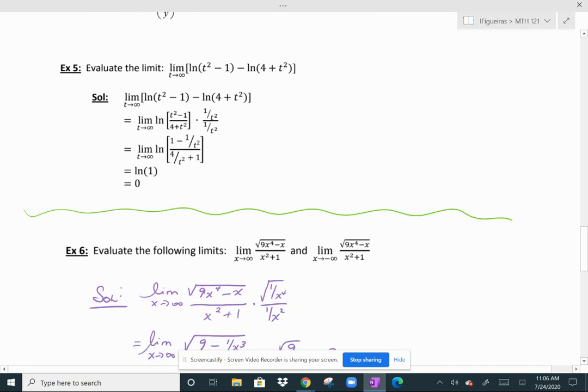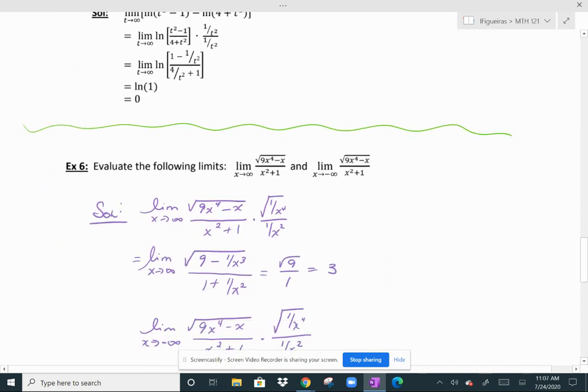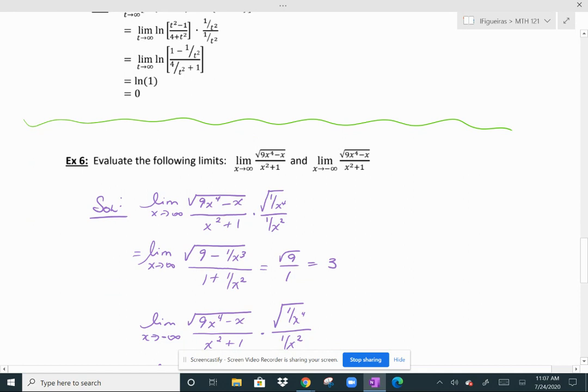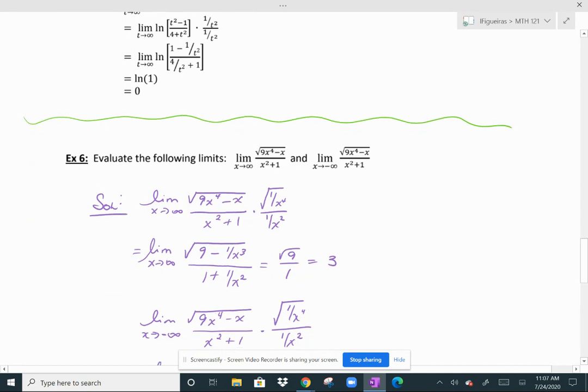Okay, here we have a radical expression. We want to evaluate the limit as x approaches infinity of the square root of 9x to the fourth minus x over x squared plus 1, and then evaluate the same function as x approaches negative infinity.